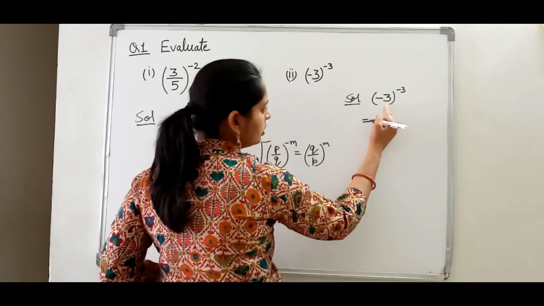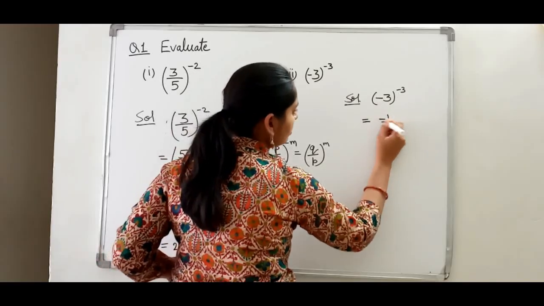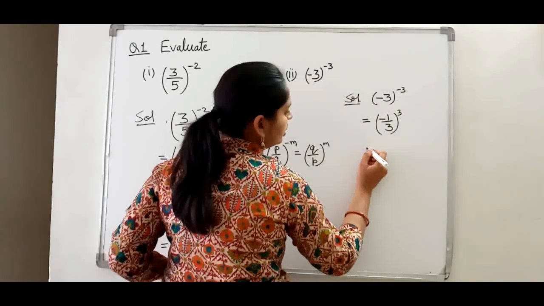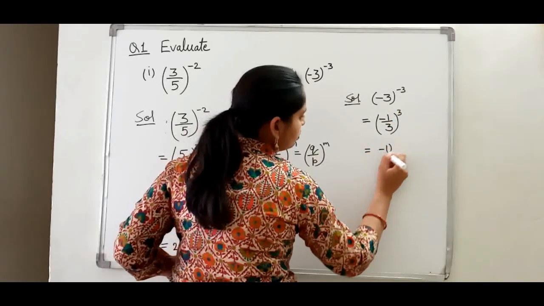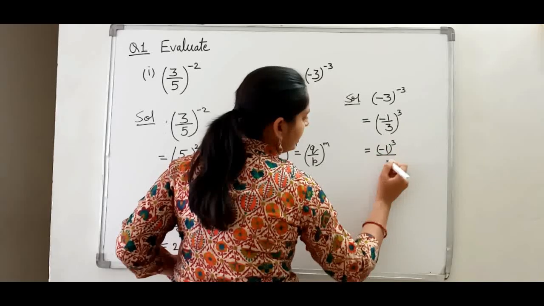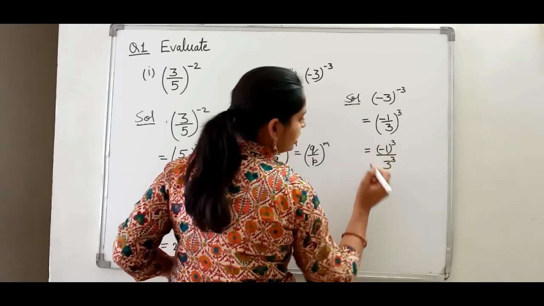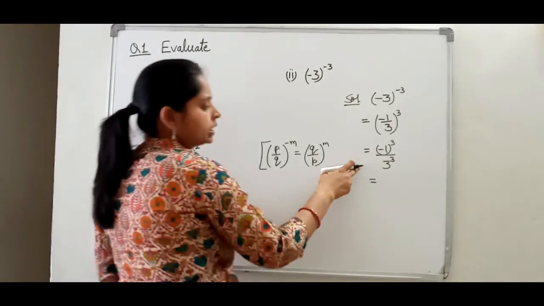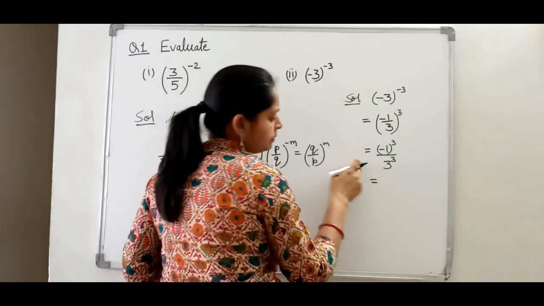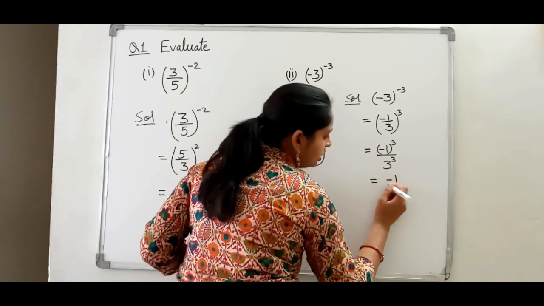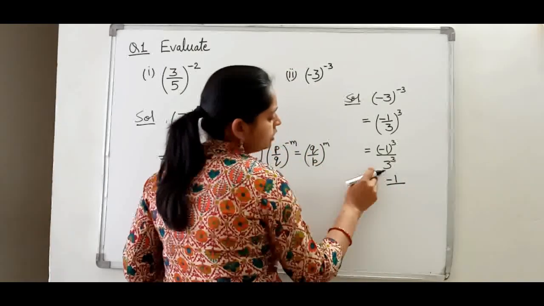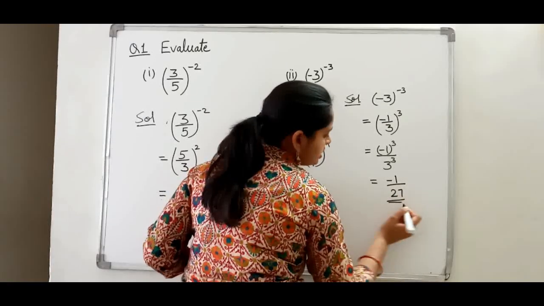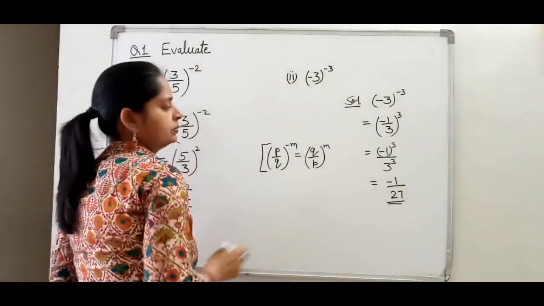What is the reciprocal of minus 3? It will go for minus 1 upon 3 whole to the power 3. That means minus 1 to the power 3 and 3 to the power 3. That is equal to minus 1 into minus 1 into minus 1. 3 times minus 1 when multiplied, then the answer will be minus 1 only. And 3 to the power 3 is how much? 27. So your answer is minus 1 upon 27.